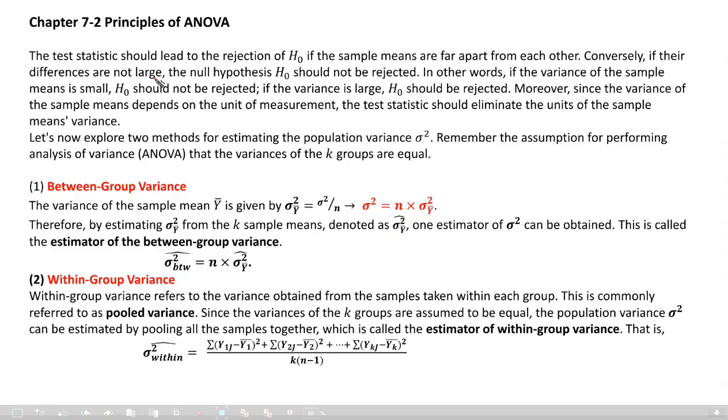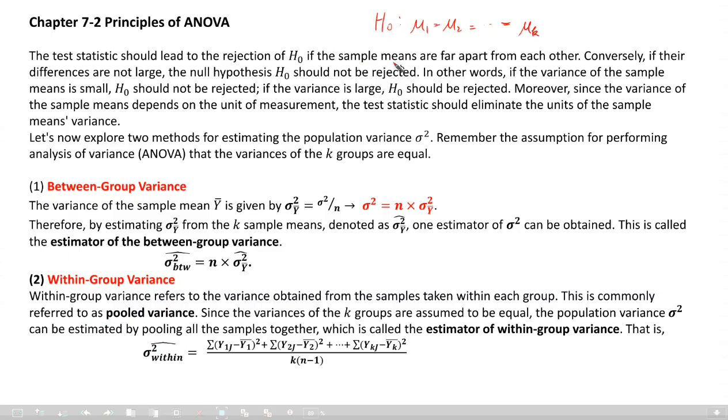Principles of ANOVA. The test statistic should lead to the rejection of H0. We have to know what the test statistic is for the hypothesis H0: mu1 equal to mu2 equal to mu k. Okay? No difference among population means.